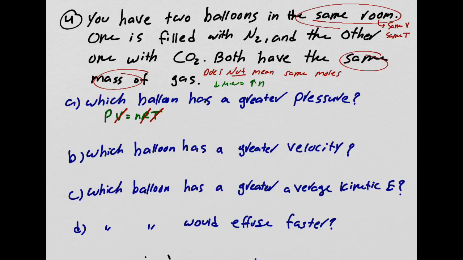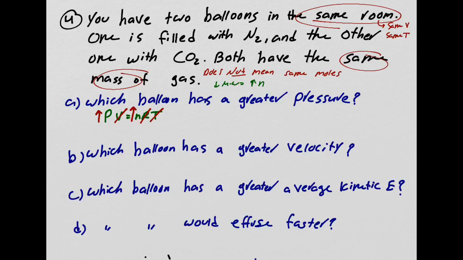Now, which one is going to have a greater pressure? Greater pressure would mean it would also have the higher number of moles. Why is that? Because they're on the opposite side. If this goes up, this one has to go up. If they were on the same side, one goes up, one goes down. But on opposite sides, if this goes up, this also has to go up. So which one is going to have a greater pressure? The one that has more moles.